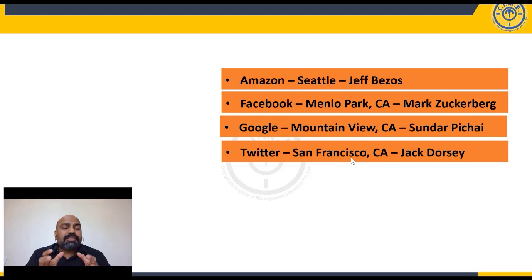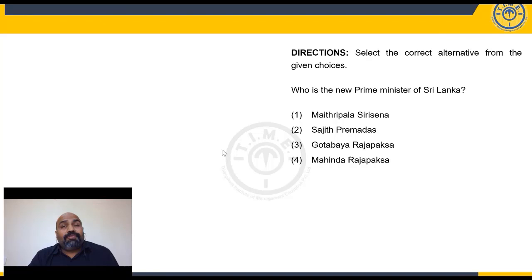So from this question, let's go on to the second one: who is the new Prime Minister of Sri Lanka? Sri Lanka's Prime Minister, as you know, is Mahinda Rajapaksa. And if you had come up with the idea of Gotabaya Rajapaksa, remember, he's the president. Gotabaya and Mahinda are two brothers, and between them, they run the country.